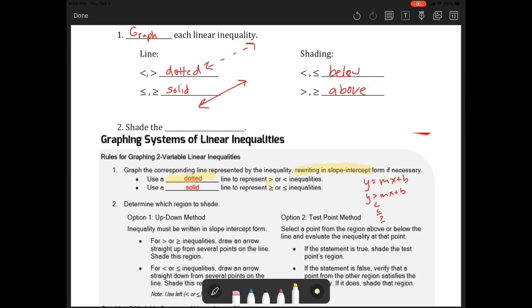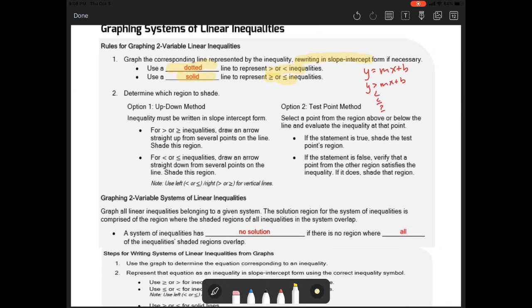Then, as we already talked about, a dotted line will be used for these symbols, and a solid line will be used for these symbols. To determine which region to shade, you've got two options on this version. So you've got the up-down method, which means basically the inequality must be written in the slope-intercept form, which we want anyway. And so for any of our greater than, you're always going to draw your arrow straight up from the line, meaning you're going to shade above it. And with our less than, you're going to do the opposite. You're going to draw arrows down and shade that region.